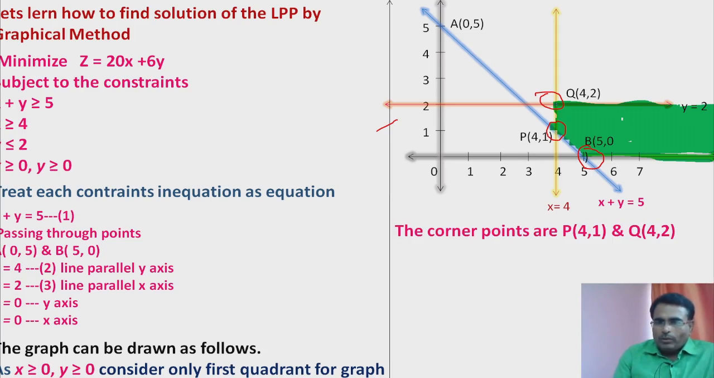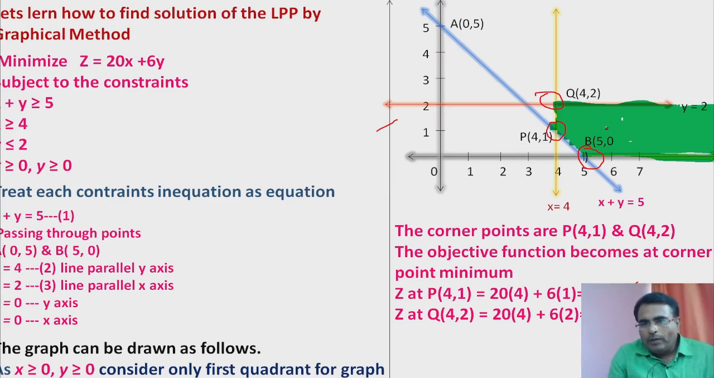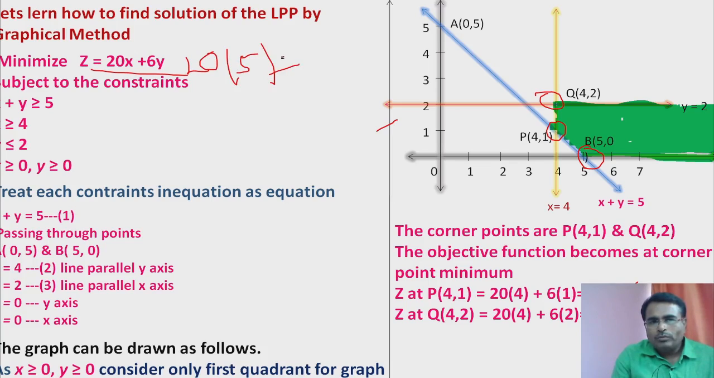(5, 0) is also one of the corner points, and we have to check the value of the objective function at these corner points. The objective function becomes minimum at a corner point. So Z at (4, 1) is 86. Then Z at (4, 2): at (4, 1) it is 86, at (4, 2) it is 92. Now at (5, 0), what does this objective function become? The objective function is 20x plus 6y. So 20 into 5 is equal to 100.